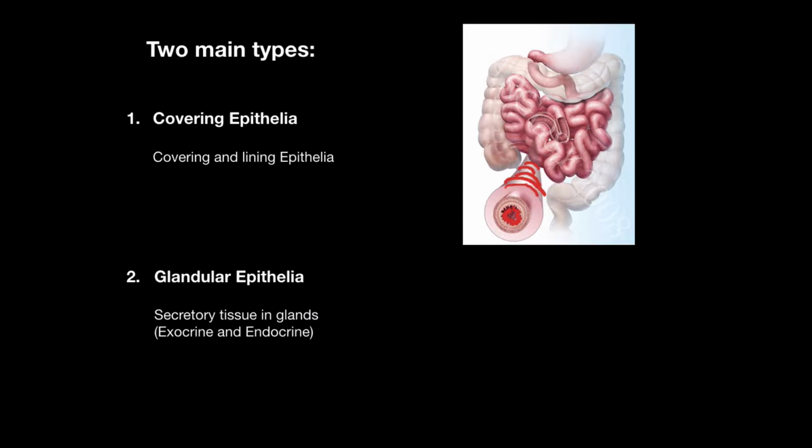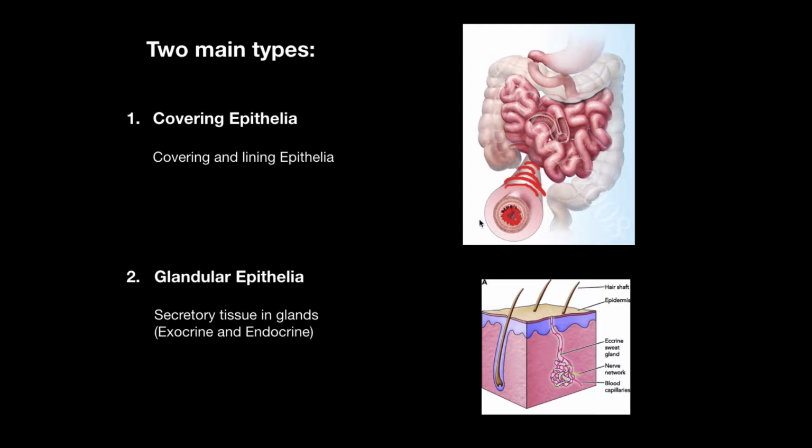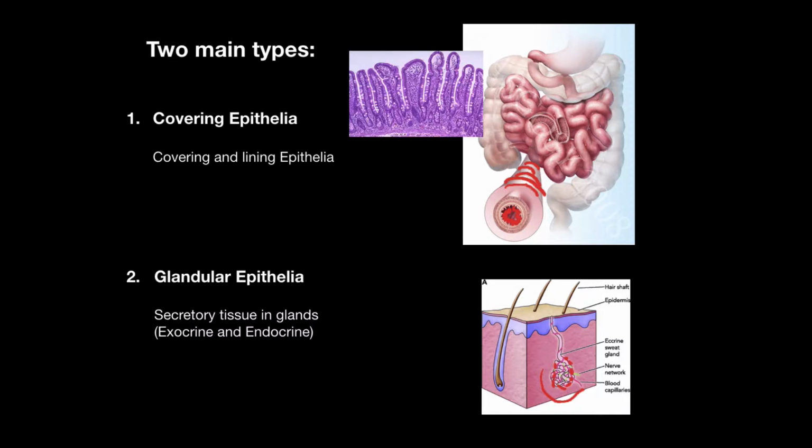Now when you talk about glandular epithelia, you're going to think of glands, and when you think of glands, you're going to think of either exocrine or endocrine, but you're also going to see them in single cells like goblet cells. An example of glands like this one, this is a sweat gland, consists of epithelial tissue around the glands right here.